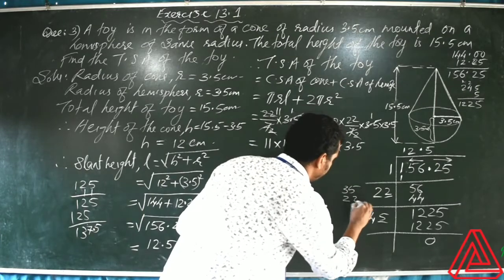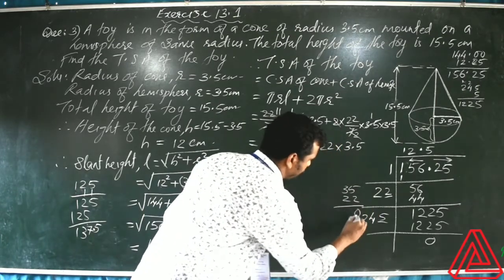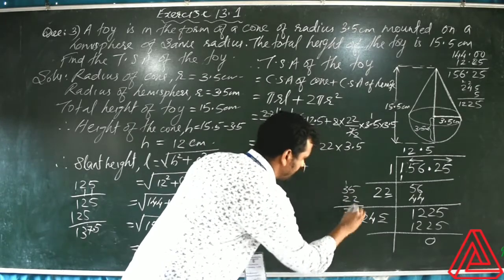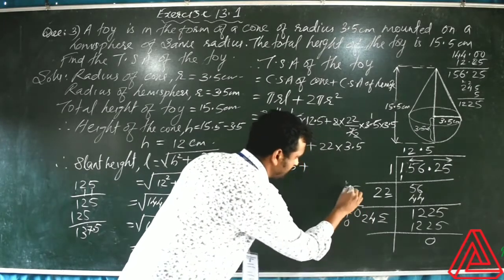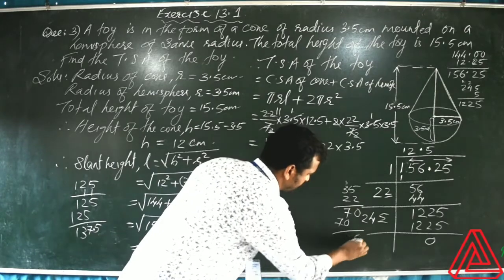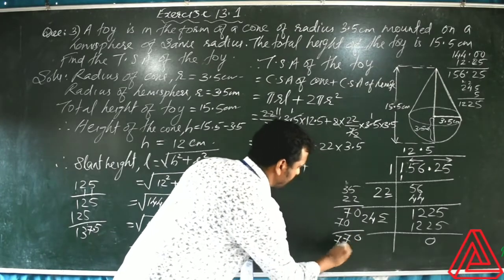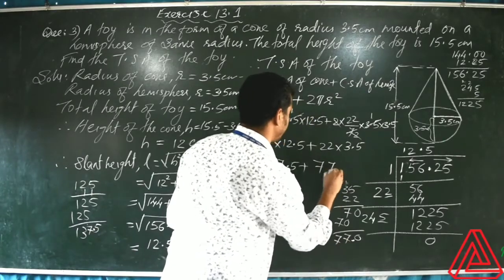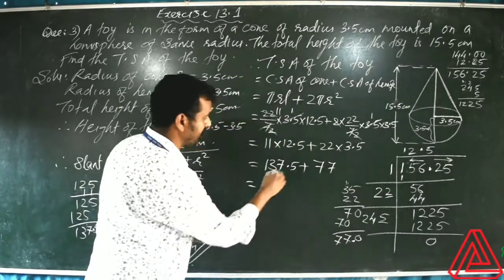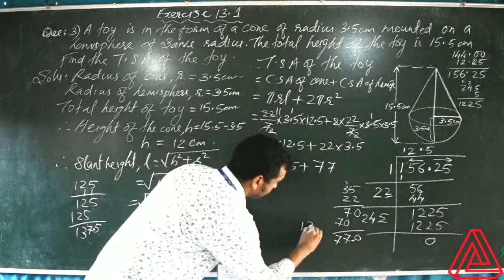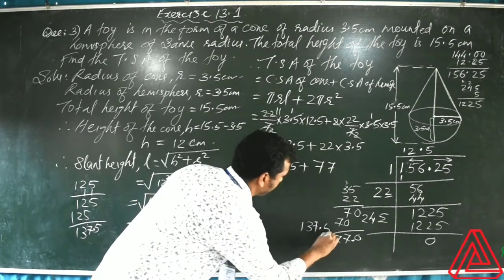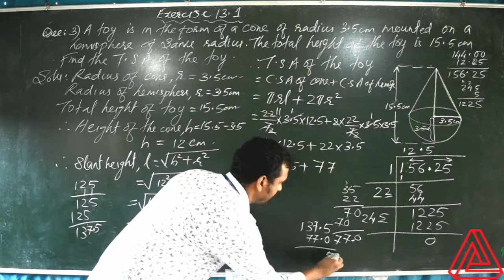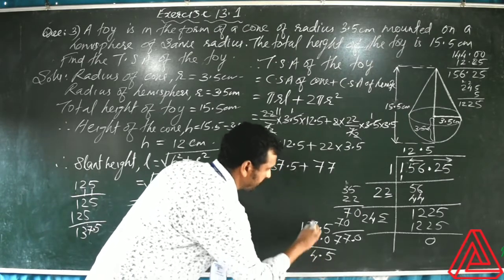3.5 into 22. 5 twos are 10, 0 remainder 1. 3 twos are 6 plus 1, 7. 2 5s are 10, 0 remainder 1. 2 3s are 6 plus 1, 7. So 0, 7, 7. How many decimal points? 1 decimal point. So it will come 77.0. That is equal to 137.5 plus 77.0.